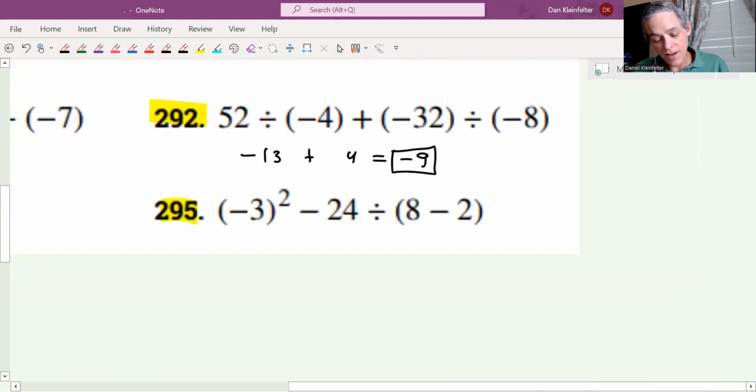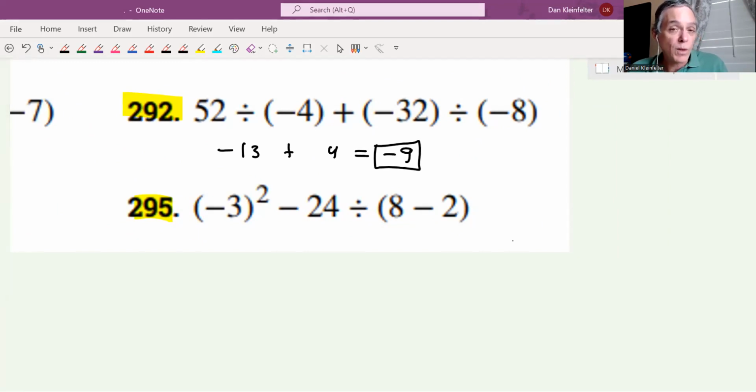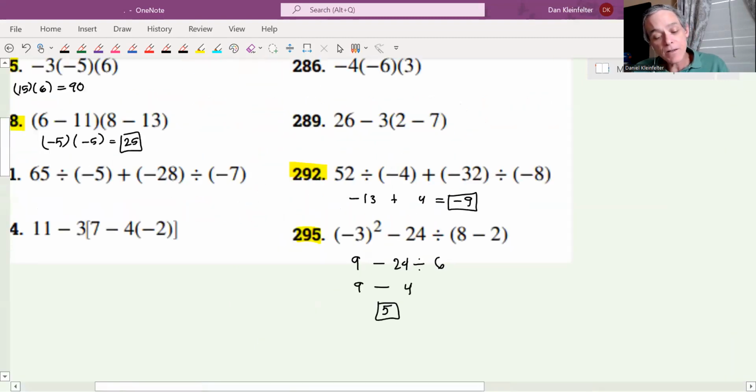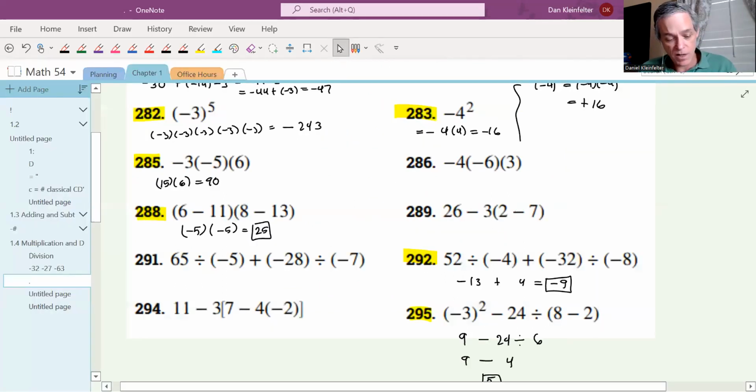Okay, let's try 295 next. Now, negative 3 squared, you got to think to yourself, is that 9 or negative 9? We're multiplying negative 3 by its own self. A negative times a negative will be positive. Okay, we're working on the part in parentheses. 8 minus 2 is 6. 9 minus 24 divided by 6. 24 divided by 6 is going to be 4. 9 minus 4 is going to be 5. If you're not getting the same answers as I am doing this, work through them again and double check your work. And if you have any questions or concerns, let me know on those.